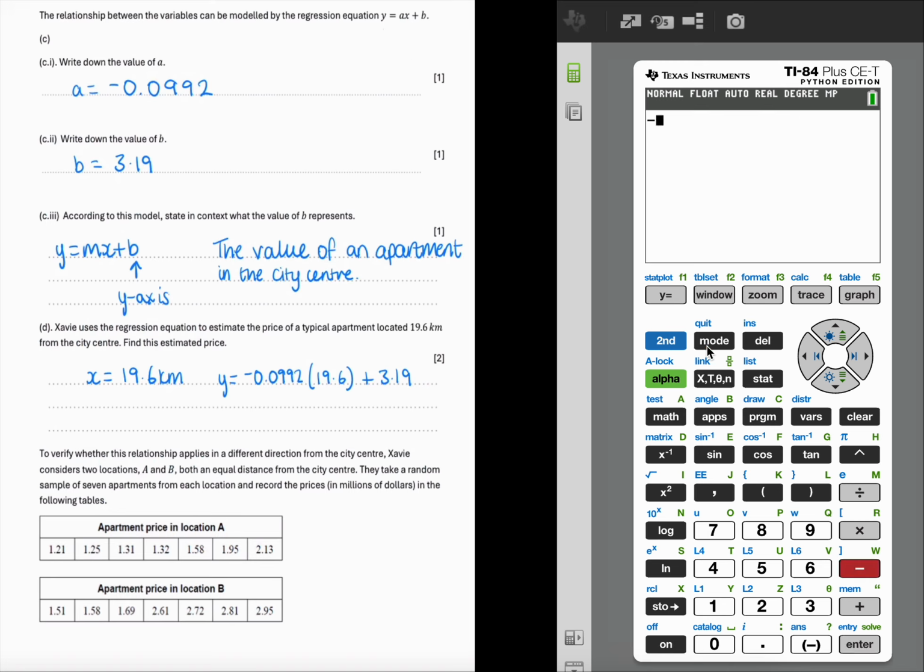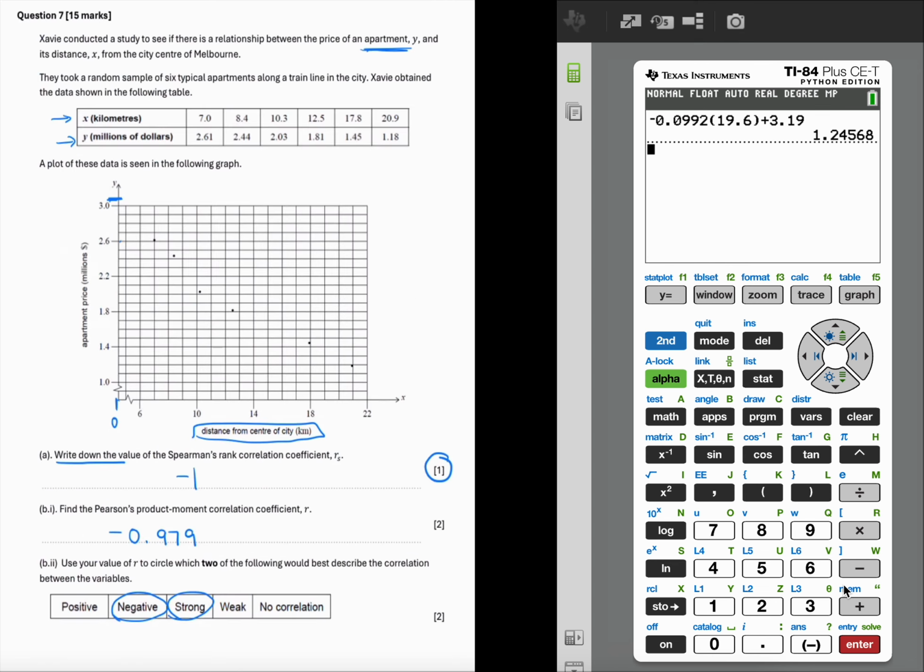So I have negative 0.0992 multiplied by 19.6, and I always use brackets, plus 3.19. We can see that the price of an apartment there would be 1.25 to three significant figures. And then we need to see what the units are, and that's in millions of dollars. So millions of dollars.